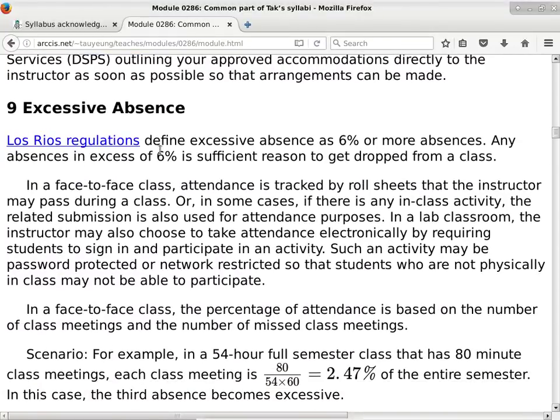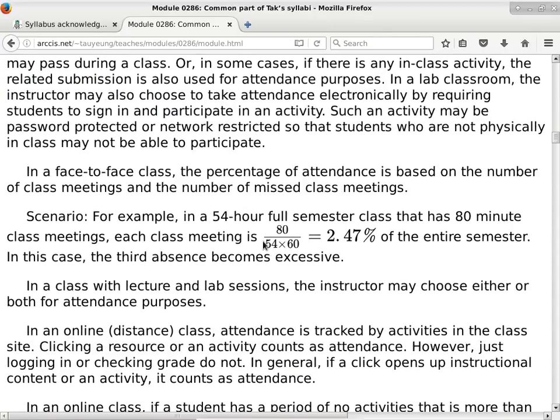Excessive absences. 6% or more absences is considered excessive. So once you do all the math, this is the bottom line, okay? Each class accounts for 2.47% of the contact hours in this class. So that means the third unexcused absence will be considered excessive. So you have 2 absences that you don't have to be excused. Okay, you can say, I just decided to take a day off for no particular reason. Fine, you get 2 of those days. But I will keep those 2 days for uncontrollable events, like my car wouldn't start.